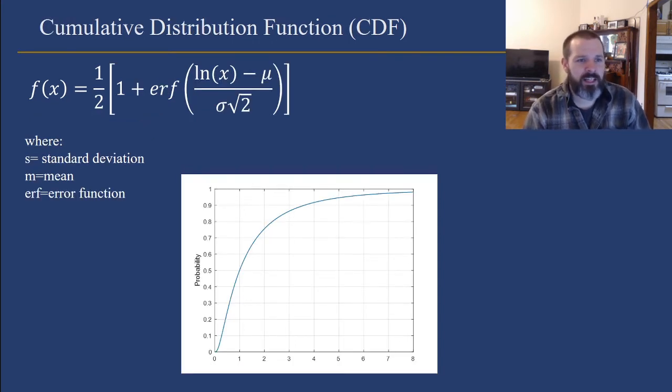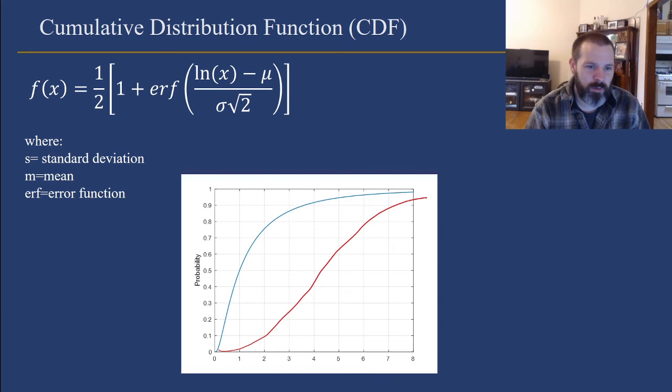Here is the CDF, and you'll see instead of having the normal distribution's concave up, concave down form, you just have a little bit of concave up here and then a curve down. This also has the error function, and again, you're just taking the natural log of the random variable x.